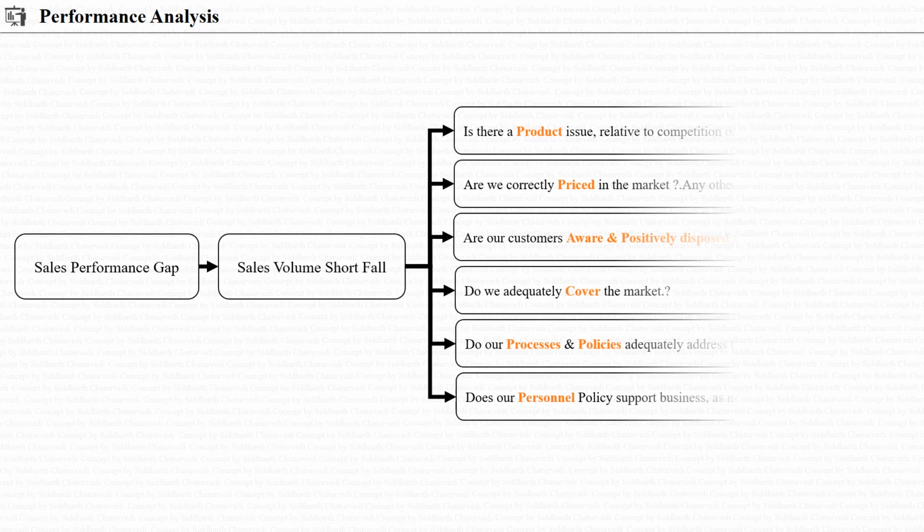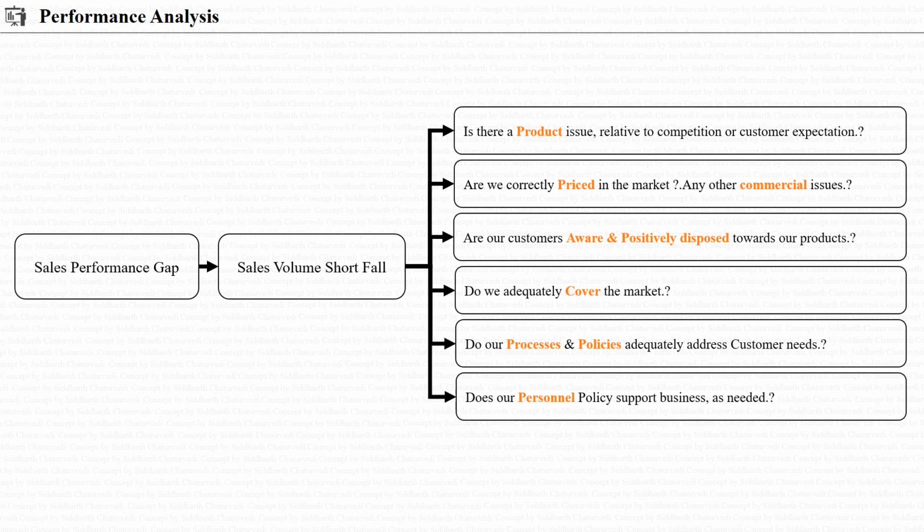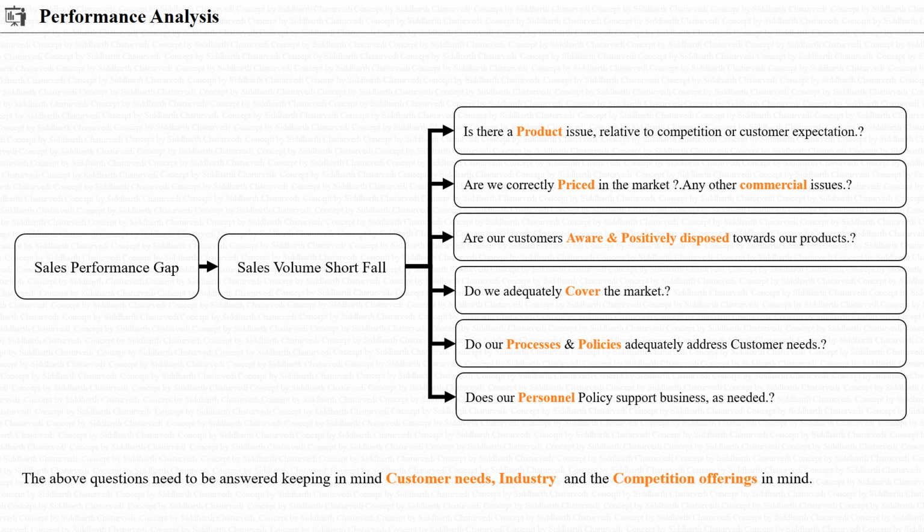When a market player is unable to reach the sales target, use the 6Ps framework to ask the following questions and get the analysis started. The above questions need to be answered, keeping in mind customer needs, the industry that satisfies these needs, and the competitors that operate within the industry.